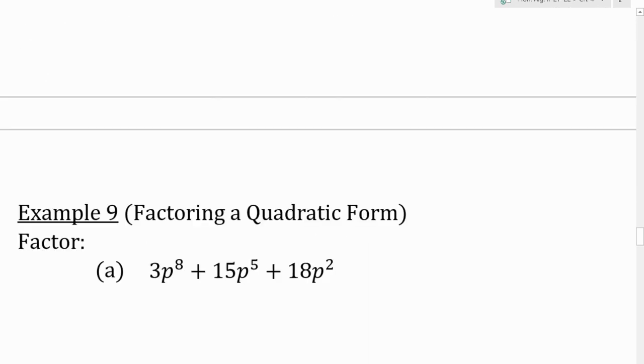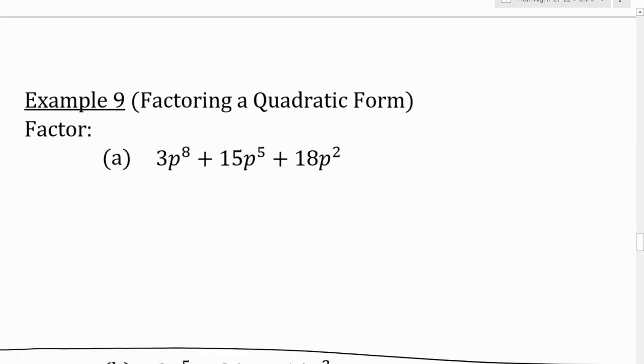And then last but not least for today, this is a quadratic form. I think the book we use may call it a method, but you start out just normal. 3p squared, that's my greatest common factor. It's going to leave that.